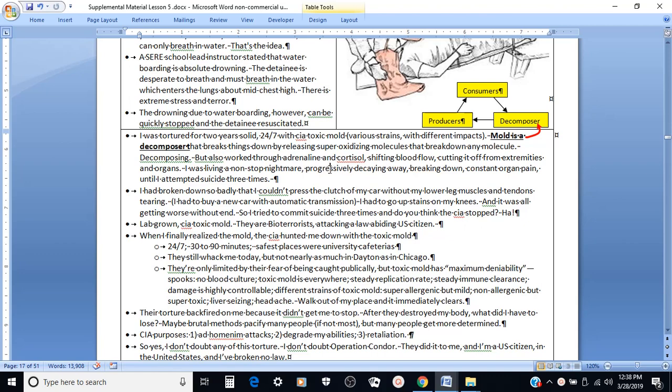Right. So you're progressively decaying. It was a non-stop living nightmare, right? Decaying away, breaking down, constant organ pain, until I attempted suicide 3 times. Right? Wasn't too effective, though. I thought I would be, right?